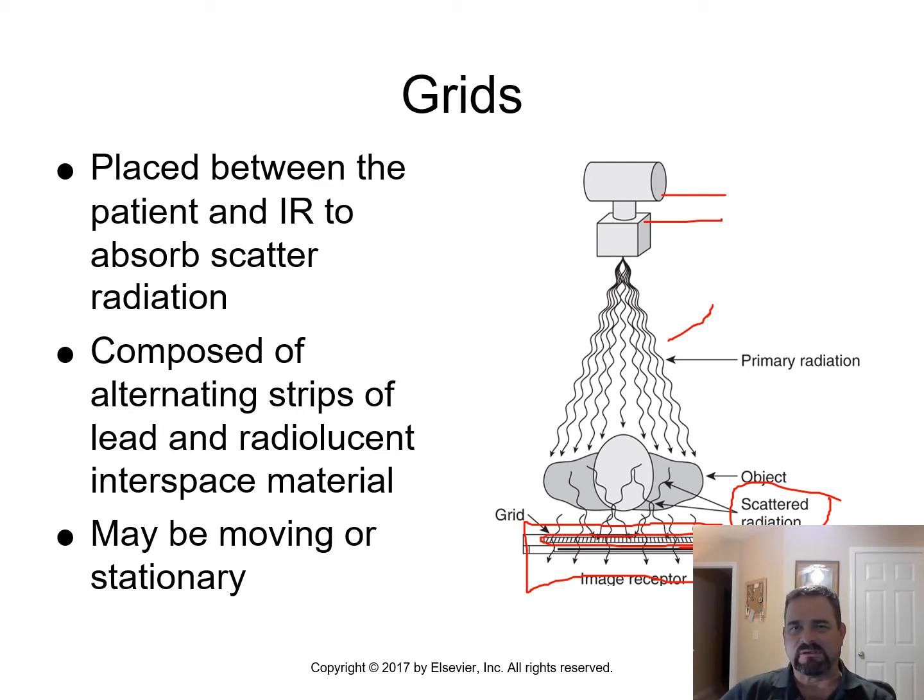Specifically, the grid is placed between the patient and the IR to absorb the scatter radiation. The grids are composed of alternating strips of lead and radiolucent interspace material, and may be a moving or stationary grid. This is figure 9-5 on page 111.